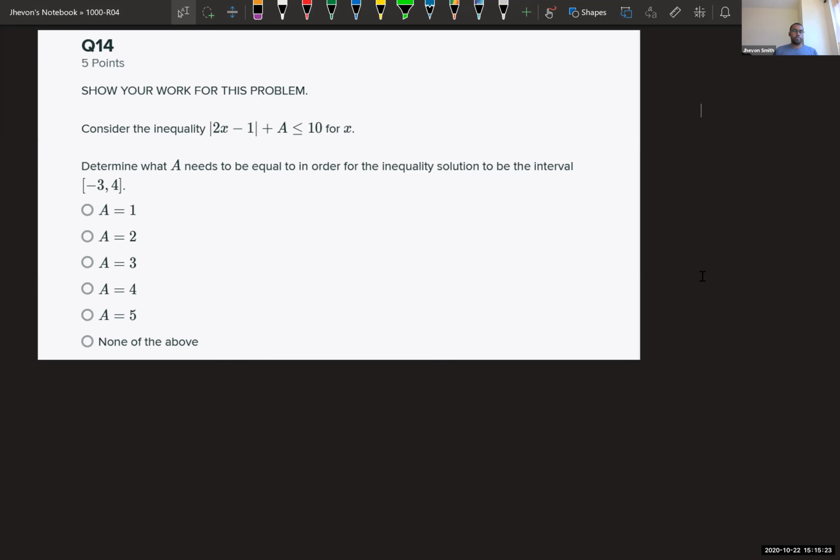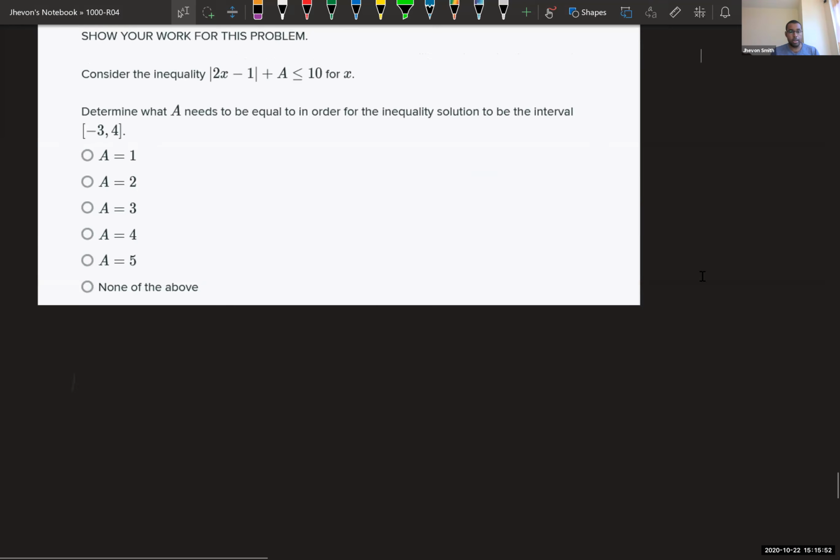So here's another problem. We have an inequality and there's an unknown part in it. There's an A, but we do know the answer that we want. So the main concept check here was, do you know what it means for an absolute value to be less than or equal to something, right? So if you actually knew what that means, which we went over in class, this one probably wasn't that bad.